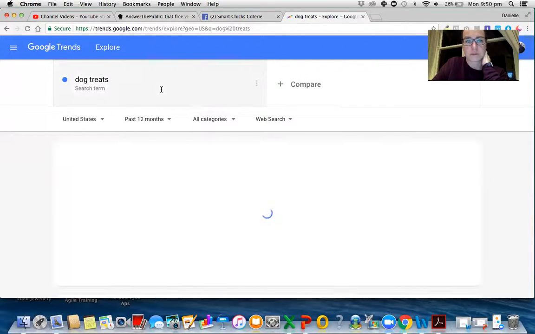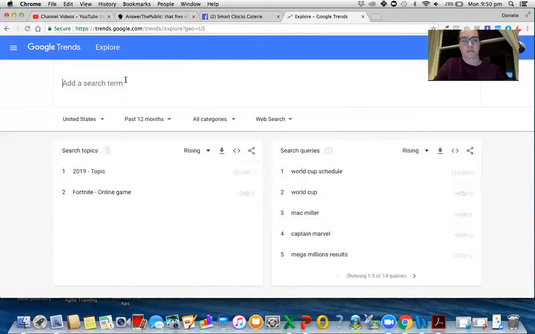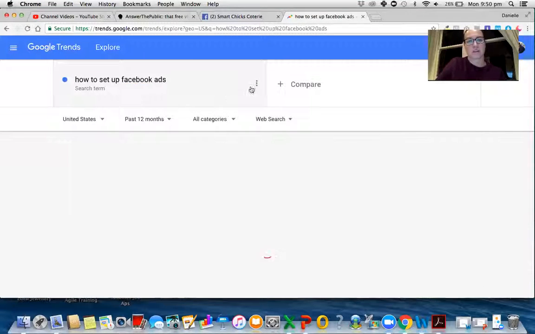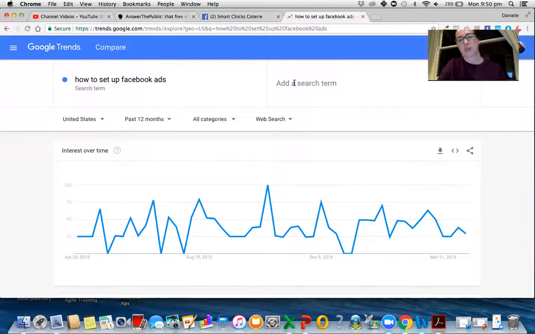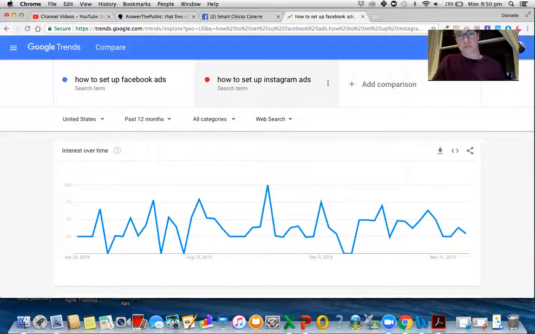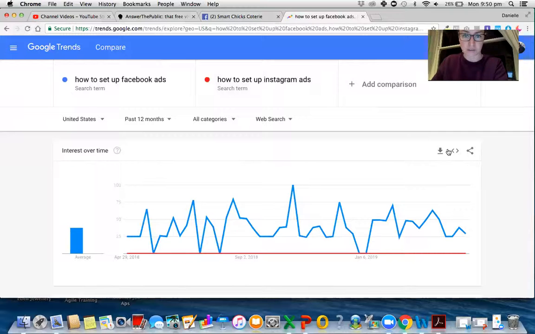If we remove this one. So you could look, for example, how to set up Facebook ads and compare that to how to set up Instagram ads. So we wanted to understand the two. Yep, and you can see people are looking up how to set up Facebook ads, and then not at all searching for how to set up Instagram ads. So interesting. Okay, so all kinds of different things you can search there. Really, really useful tool. The website is trends.google.com.